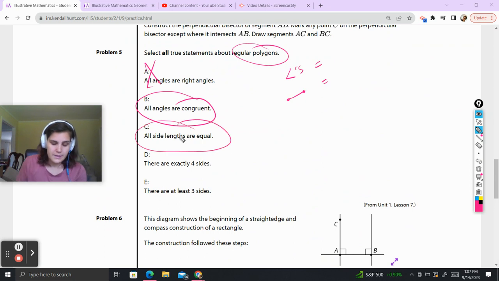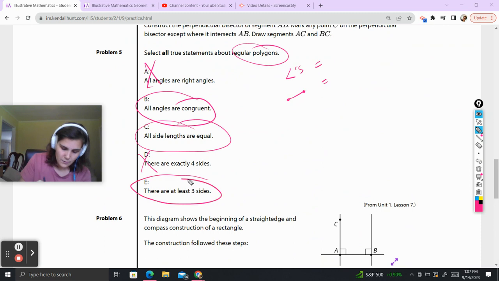Is there exactly 4 sides? Nope. Squares? 4 sides. A triangle's not 4 sides. You can have a regular quadrilateral or a regular triangle. There are at least 3 sides. Can we have a polygon that has less than 3 sides? Nope. So there does have to be at least 3 sides. And there we go.